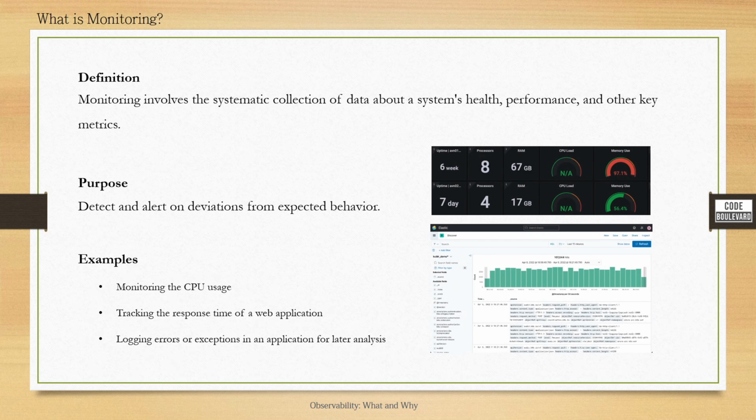For example, we can monitor the CPU usage, memory usage, and any type of resources that we are using for hosting, and track the response time of a web application and log errors or exceptions in an application for later analysis. And in this picture, you can see we have a dashboard for logs, which shows the Kibana dashboard. Also, the Grafana dashboard shows the resource usage that we have in our application.